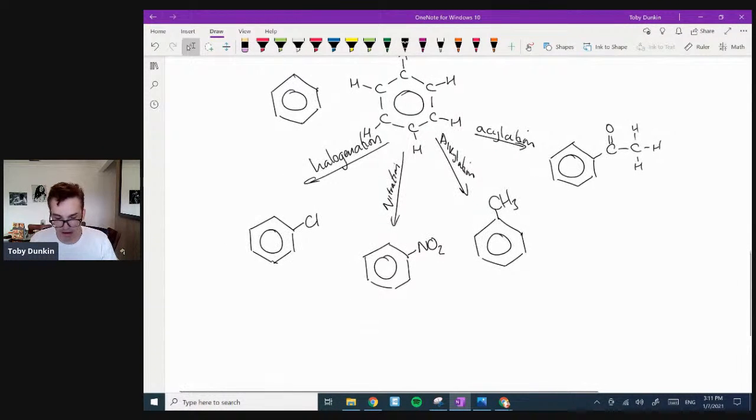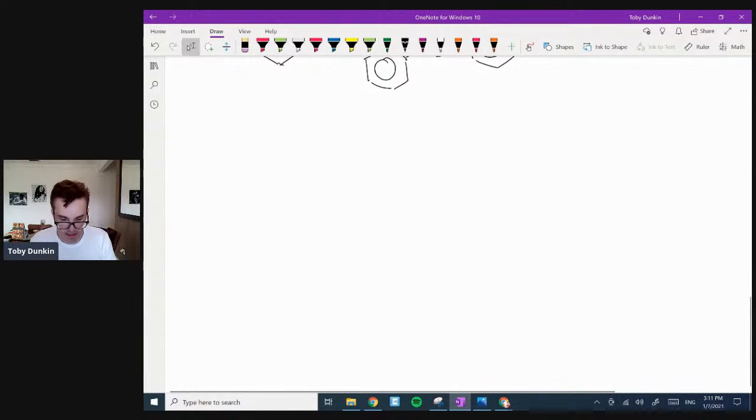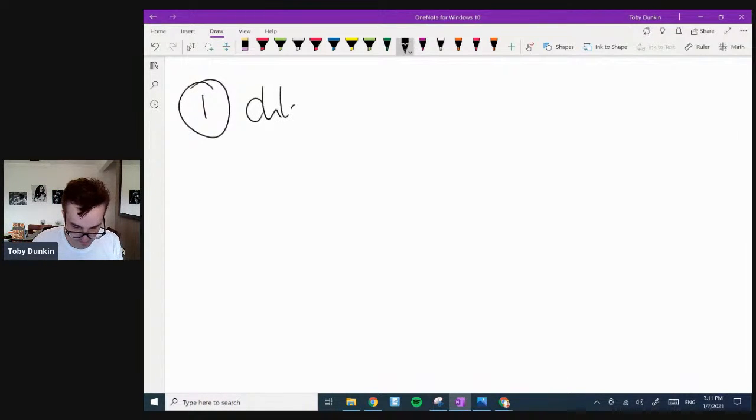So what we're now going to do is look at each reaction independently and look at what's happening. So number 1, let's do chlorination first. Chlorination, or halogenation, with bromine, or iodine if you wanted that, whichever one. But this is chlorination. I want the benzene to react with chlorine gas.